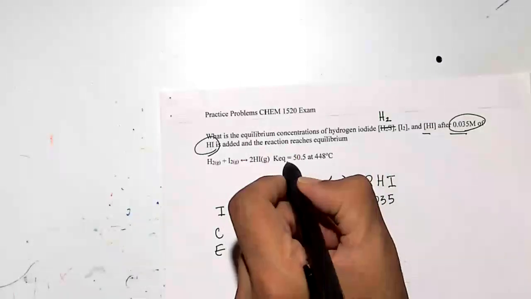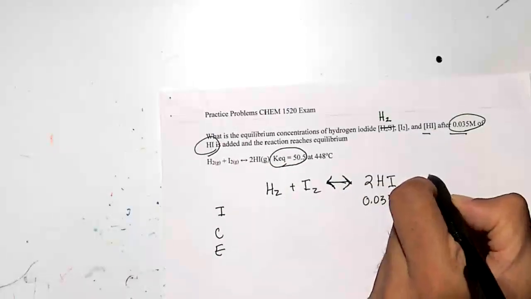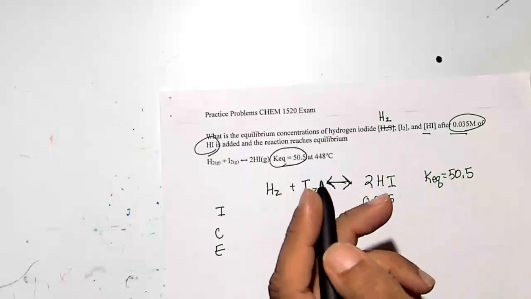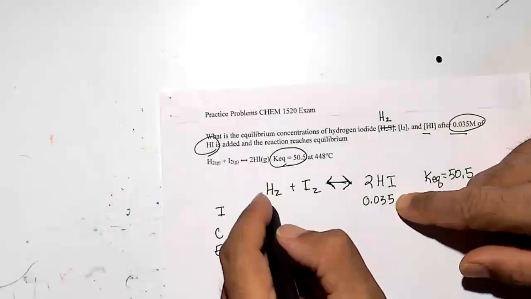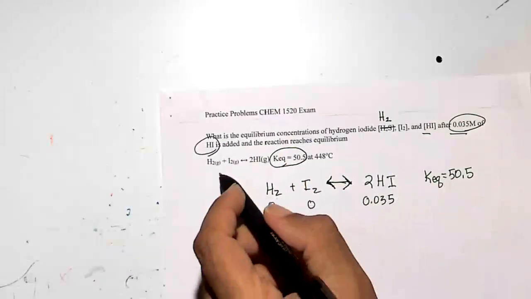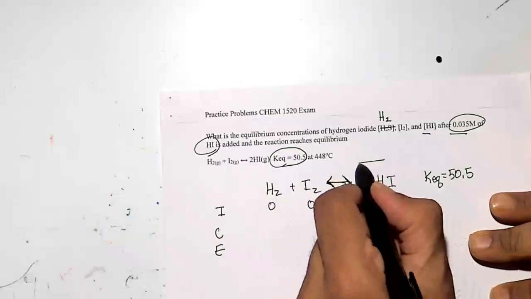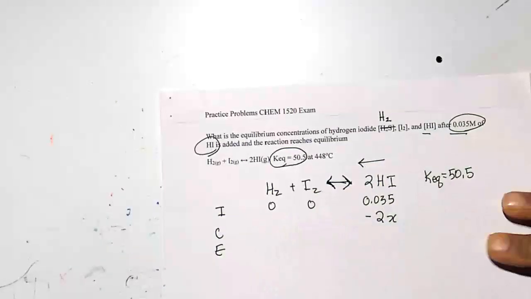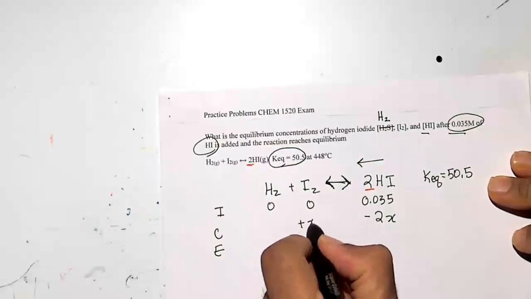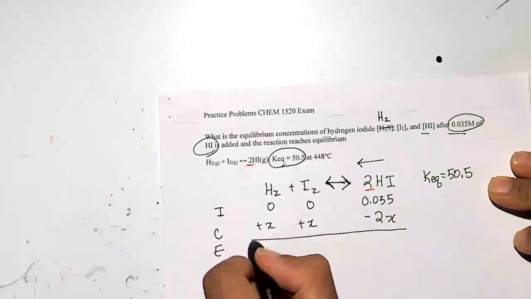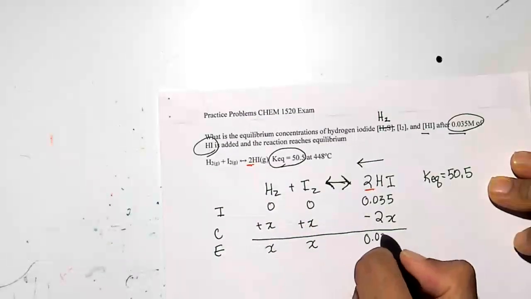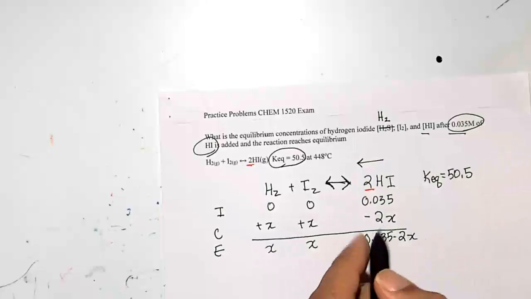They give you the equilibrium constant K as 50.5. Some of it's going to go this way because this is what you start off with initially, and then you have 0 of H2 and 0 of I2. So it's going to be minus not 1x, but 2x, because look at the coefficient here, it's 2. This has 1 as a coefficient, so it's plus x, and this will be plus x. So at equilibrium, this would be x for the H2, x for the I2, and 0.035 minus 2x for the HI.